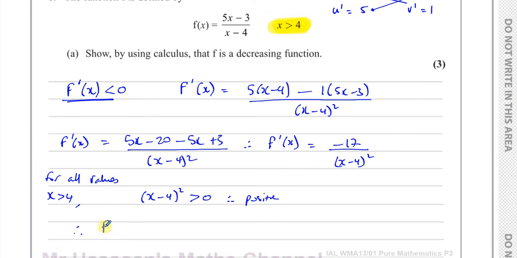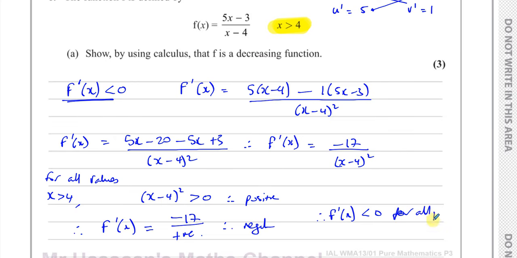Therefore, we can say f dash of x is going to have a negative value: negative 17 over a positive value, which is therefore negative. So f dash of x is less than 0 for all possible x values, meaning x is greater than 4, therefore it's a decreasing function. A decreasing function is one where the gradient will always be negative.